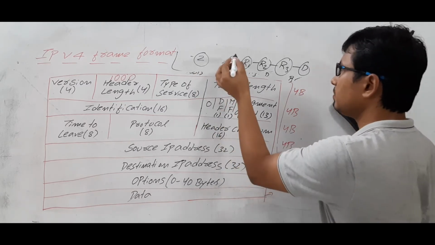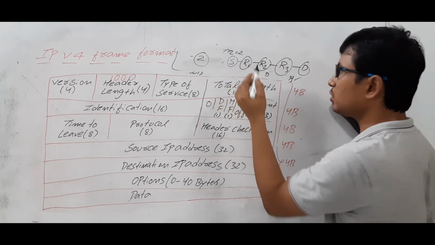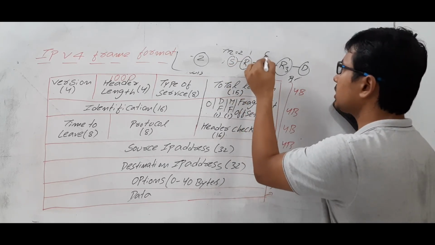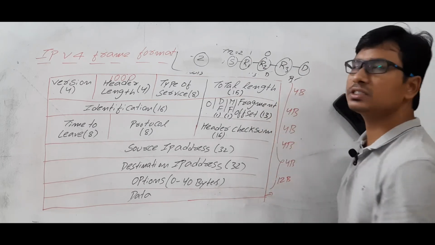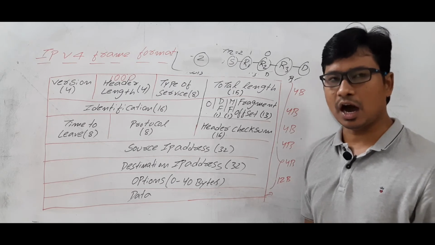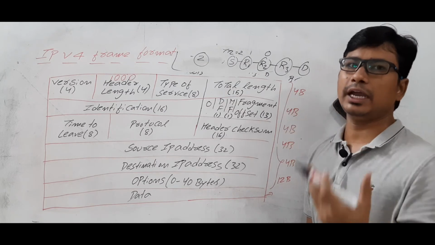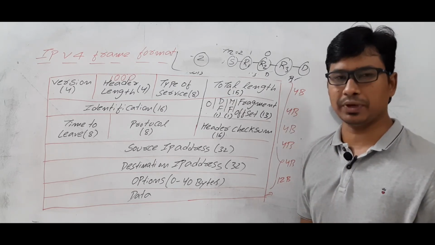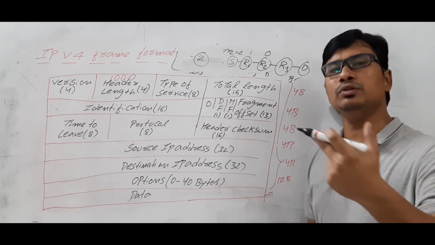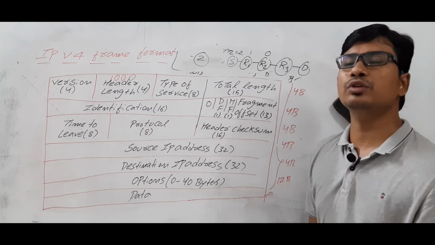So what will I do? Initially TTL is equal to 2. When I forward the packet to router R1, it will become 1. When I forward the packet to R2, it will become 0. From R2, you cannot send the packet to R3. In R2 itself, you have to drop the packet. Router R2 will receive the packet and then drop it, because the time to live has expired. The meaning is that once it becomes 0, you have to drop that packet.